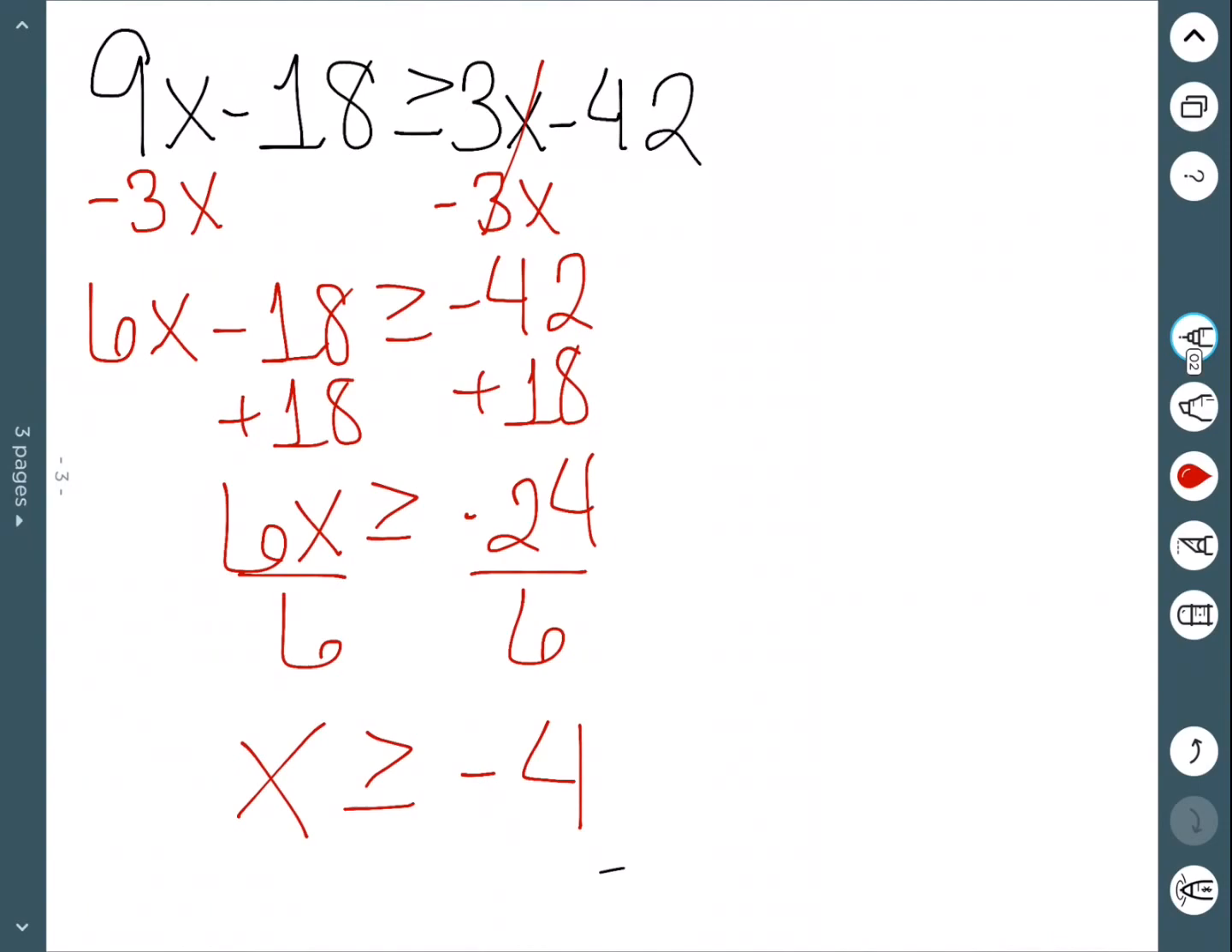Since x can be bigger than negative 4, in interval notation, this will go from negative 4 to infinity. A parenthesis on infinity and a square bracket on negative 4 since we do include that number.